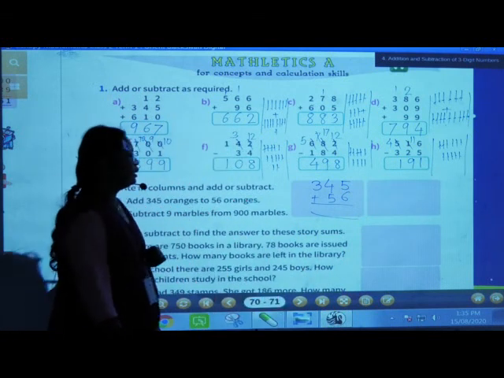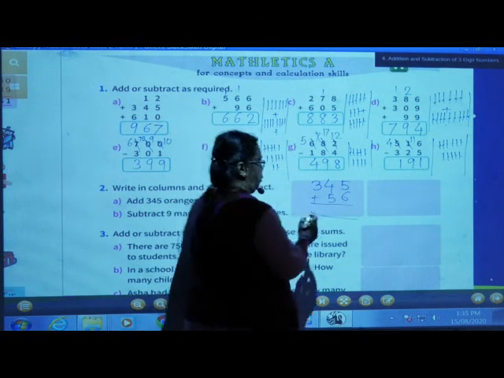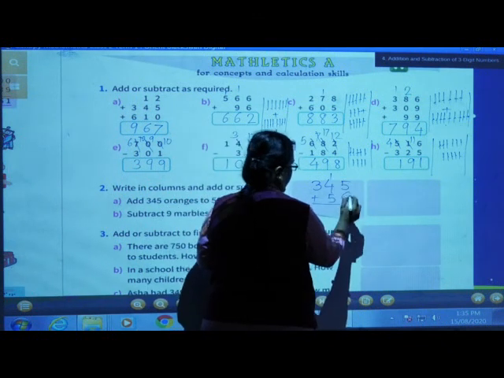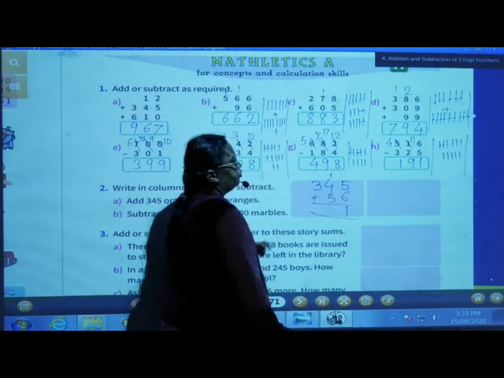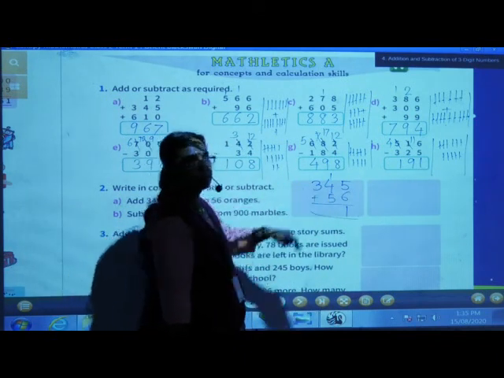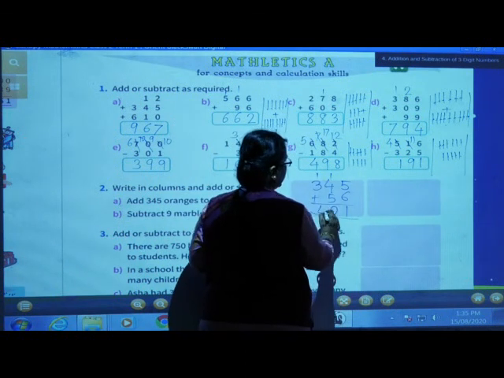So how will you do this? 5 plus 6 is 11. Then 4 plus 5 is 9, and plus 1, 10. Then 3 plus 1 is 4.